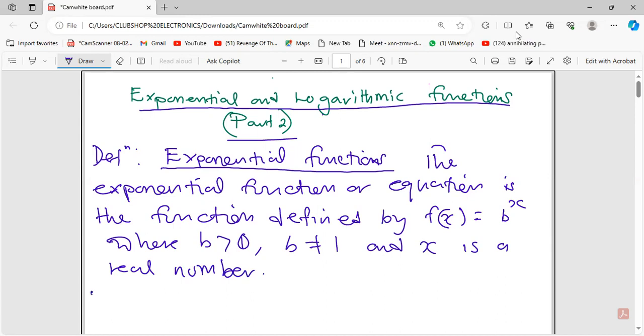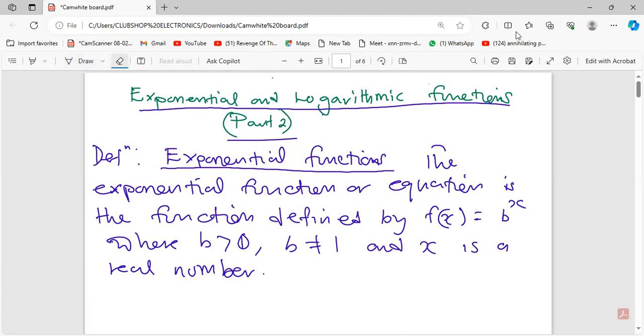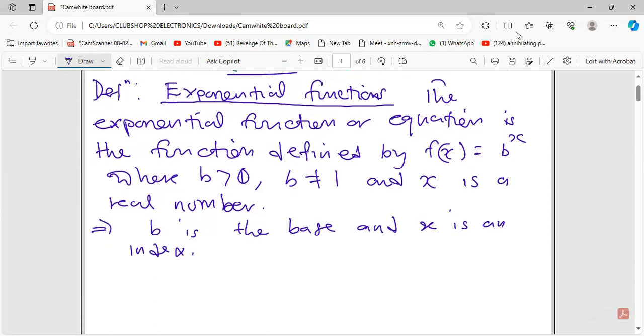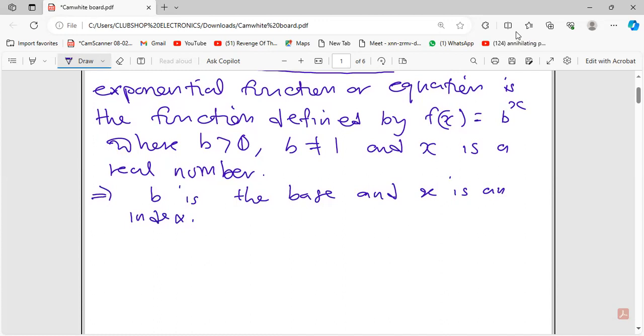Now, what this implies is that b is the base, whereas x is an exponent. The exponent is an index. Right? That's that. Okay? That is an exponential function.